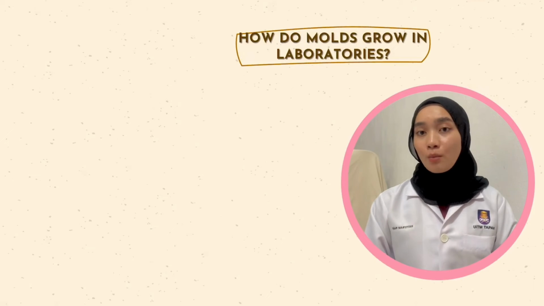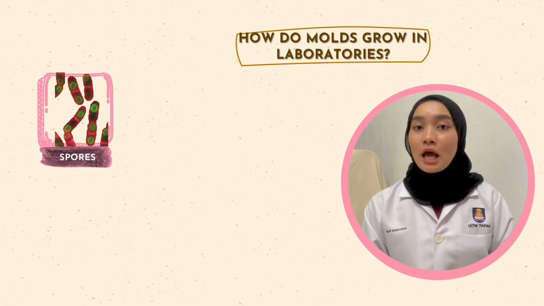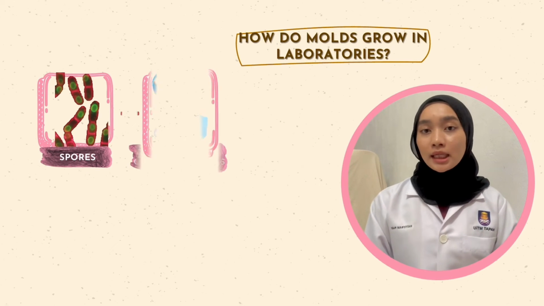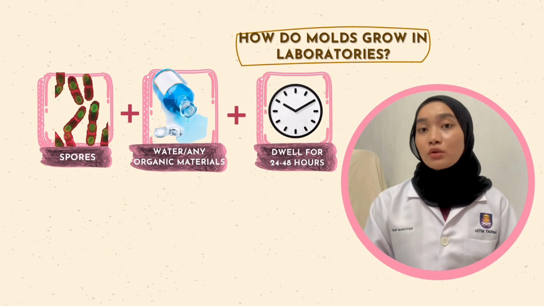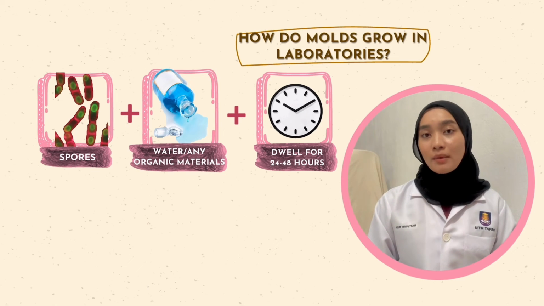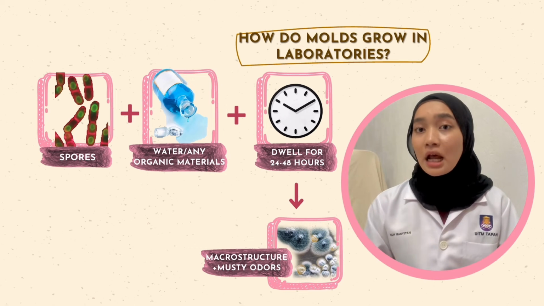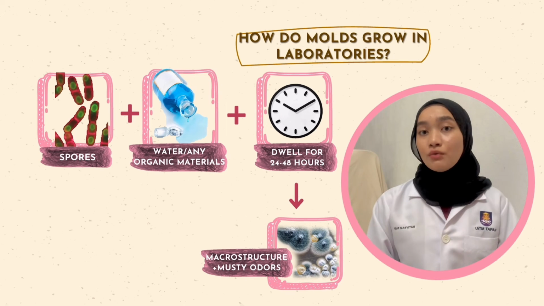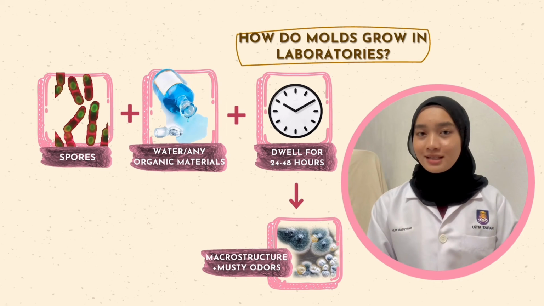Molds can be formed when tiny free-floating reproductive particles called spores come into contact with water and virtually any organic material. Spores that dwell for 24 hours to 48 hours under these simple conditions can become entrenched, then grow quickly into macrostructures that are visible to the naked eye. Visible mold is often accompanied by a foul musty odor.